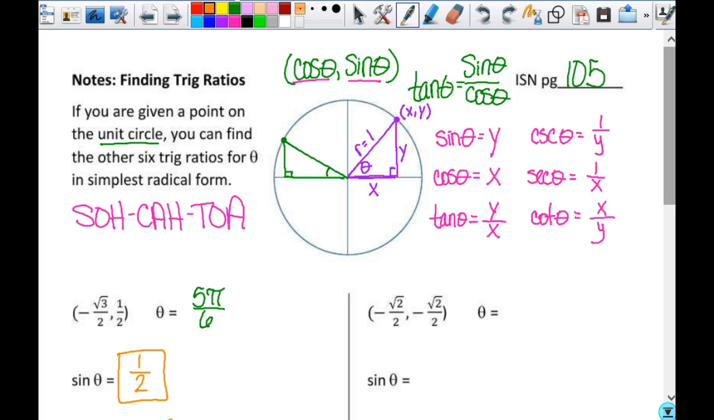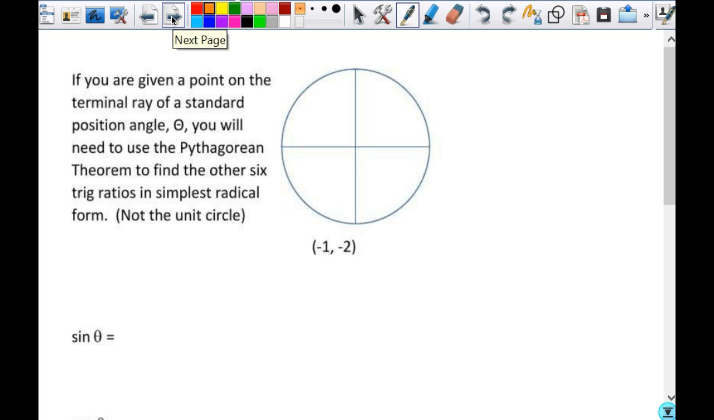What we're really looking at today is what's happening when it's not on the unit circle. So that's what's on the inside. So let's look at what's happening in here. It says if you're given a point on the terminal ray of a standard position angle theta, you will need to use the Pythagorean Theorem to find the other 6 trig ratios in simplest radical form.